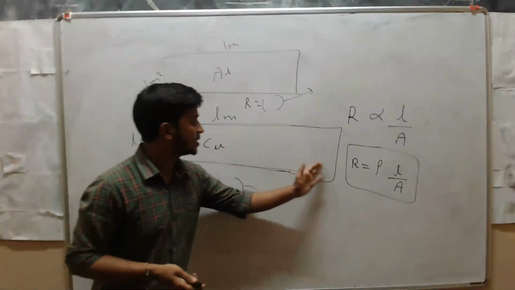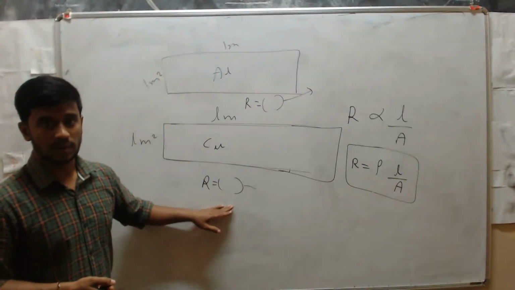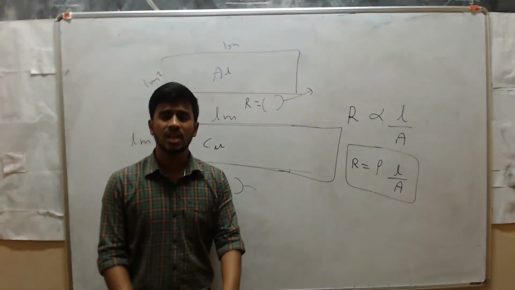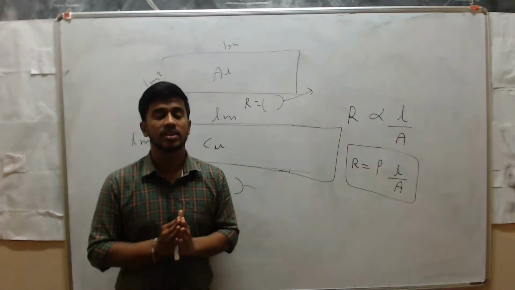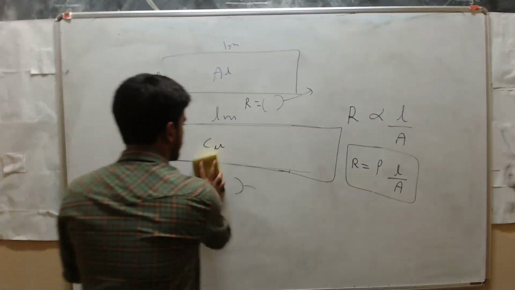When you increase the length and the area of cross section, then we will call it resistance. So resistivity means what? It is a specific resistance. Okay, see here.